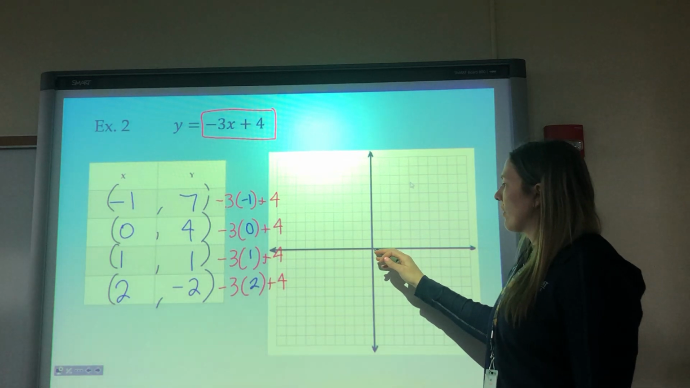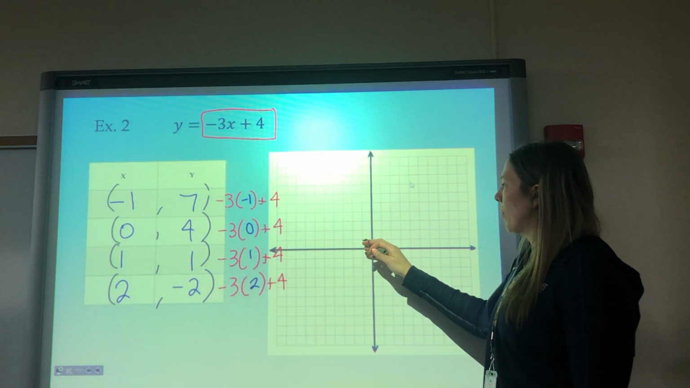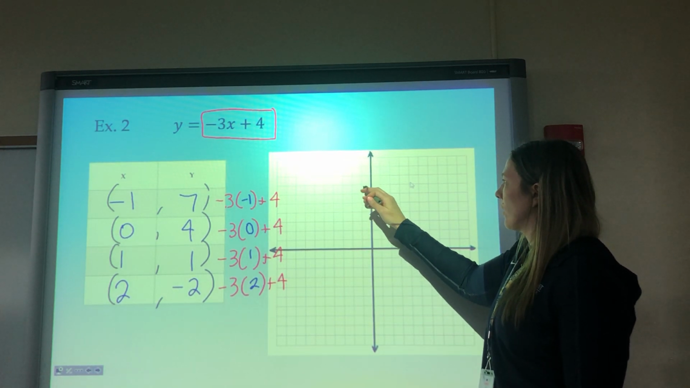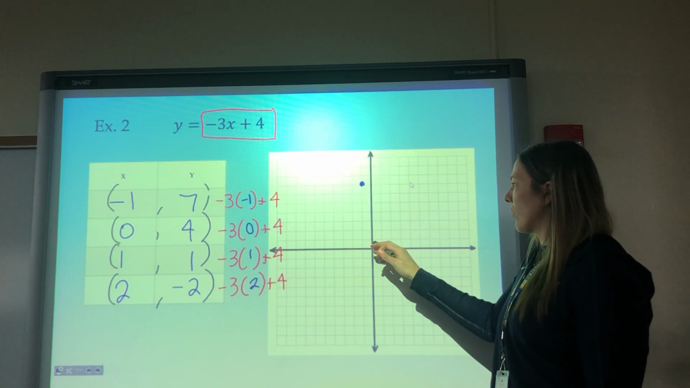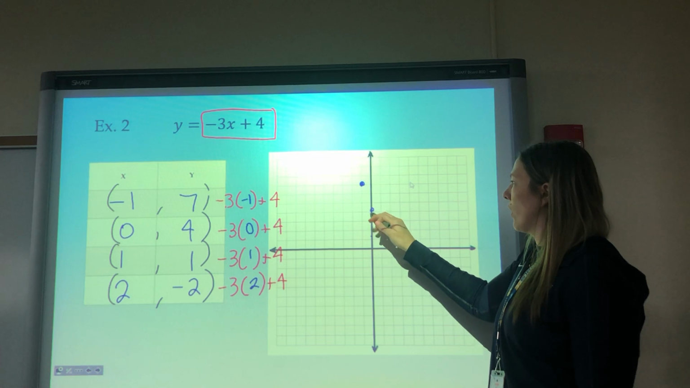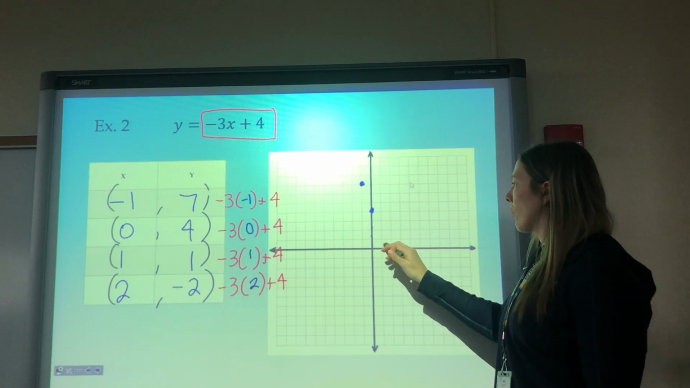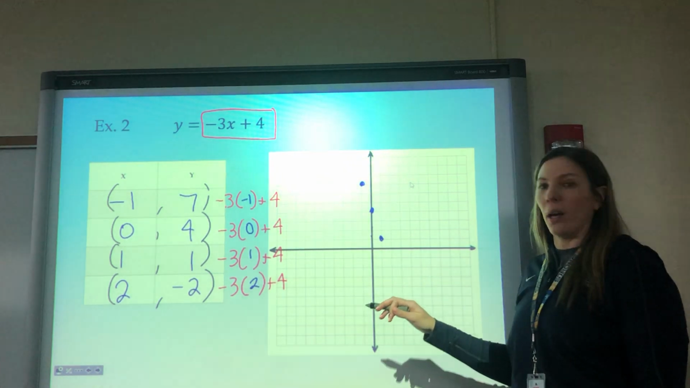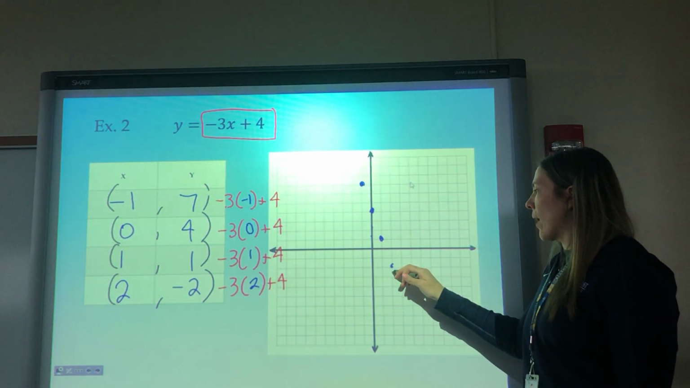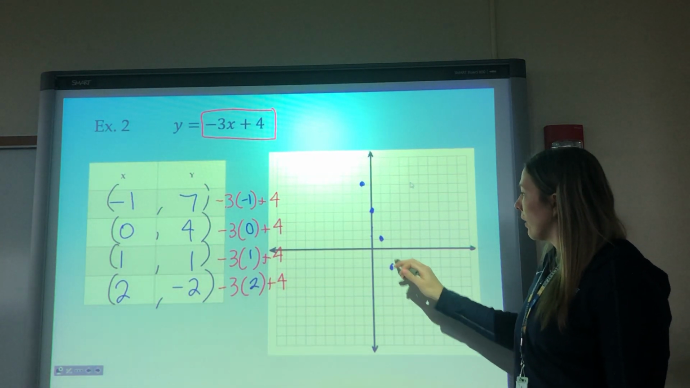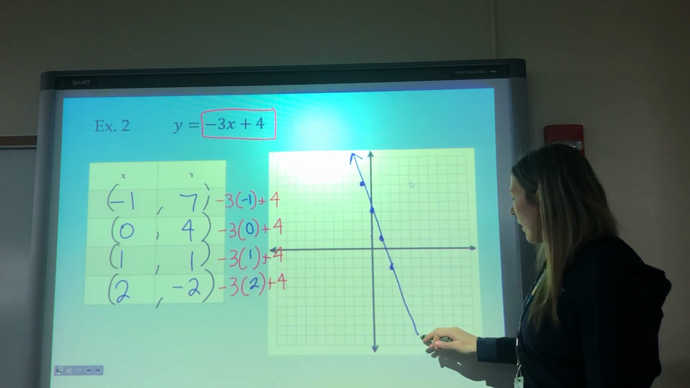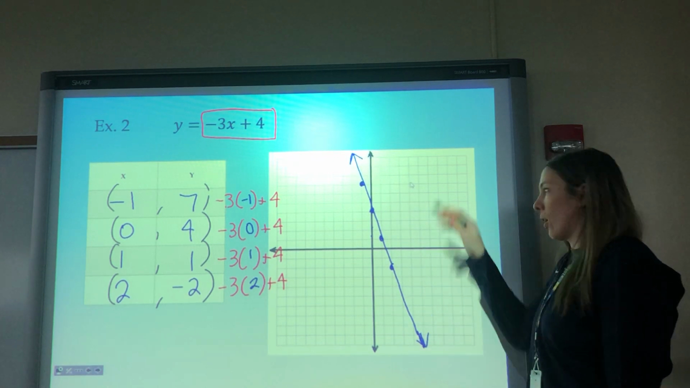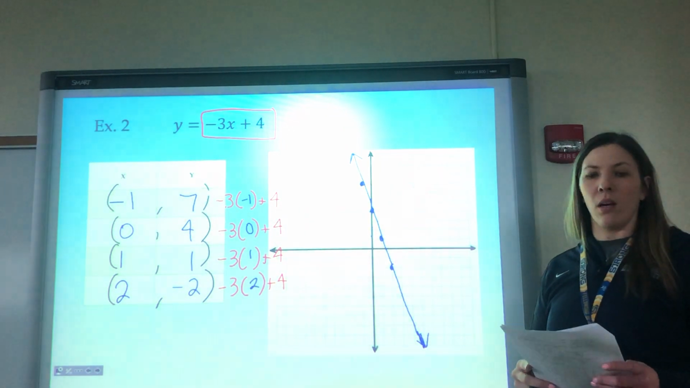So -1, 7, left 1, up 1, 2, 3, 4, 5, 6, 7. 0, 4, don't go left or right at all, just go up 1, 2, 3, 4. 1, 1, right 1, up 1, and then 2, -2, right 2, down 2. And again, they should make a nice straight line. And remember, connect and extend. Extend it all the way through, drawing those arrows on the end.